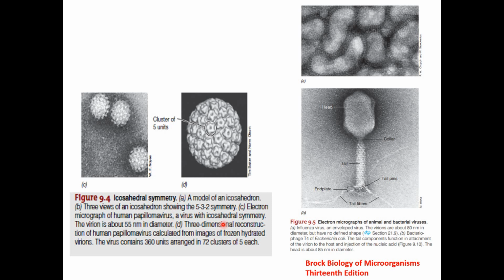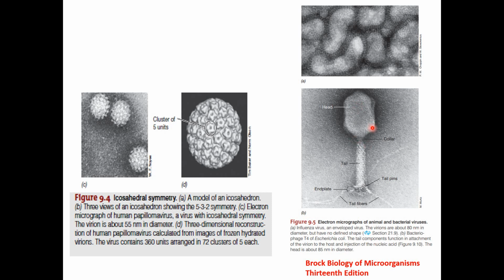So this is a human papilloma virus, which shows a round or spherical shape structure. And another, this is a phage virus. We all know the structure of the phage virus, and the head of the phage virus is typically icosahedron.